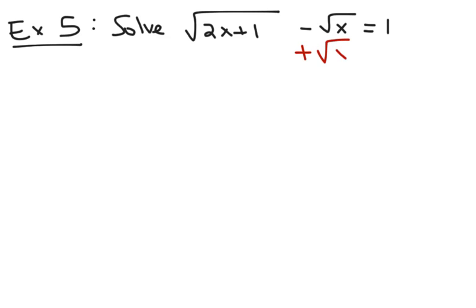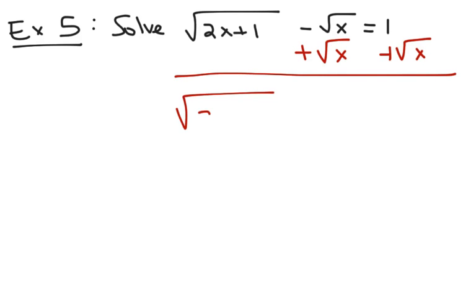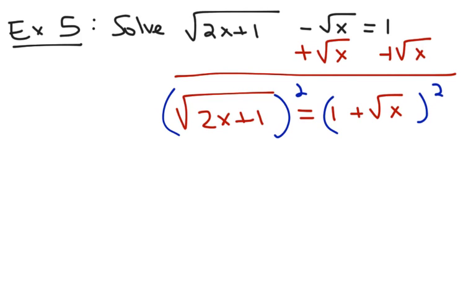I'm actually going to move that square root of x to the other side of the equation. It doesn't isolate the radical, but at least it makes one side of the equation have only one radical. The next step, we get rid of squaring by square rooting. So the left-hand side, that one's going to look nice. It's going to say 2x plus 1. But the right-hand side, we're going to have to FOIL.